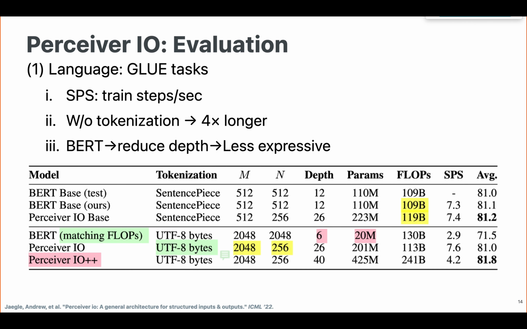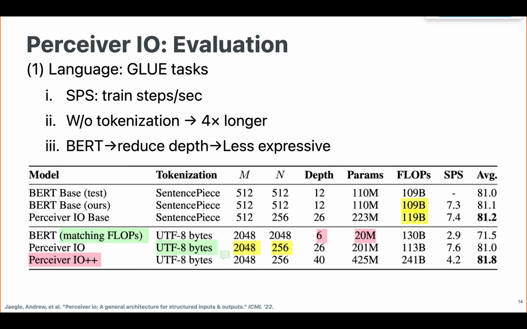So these are the results on language understanding. They evaluated the model on GLUE tasks, the General Language Understanding Evaluation. SPS is the training steps per second. What I want to highlight here is the bottom part, where they compare with BERT with and without tokenization. Because transformers generally can't cope with long sequences, that's why we have tokenization. We group tokens together, and without tokenization, we will have 4 times longer sequences.